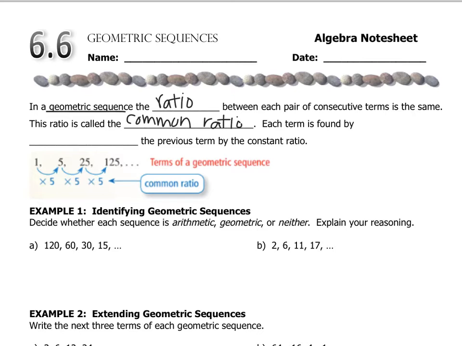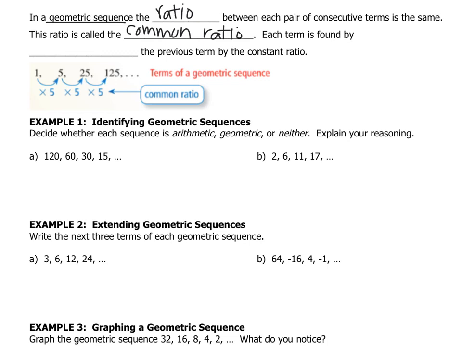The way that you find each term is you multiply by the ratio. So if you have 5 as your common ratio, each term is found by multiplying by 5. There's a pattern, but the pattern is very specific. It's a multiplication pattern. So in example 1, my question to you is, what are you multiplying by to go from one term to the next?